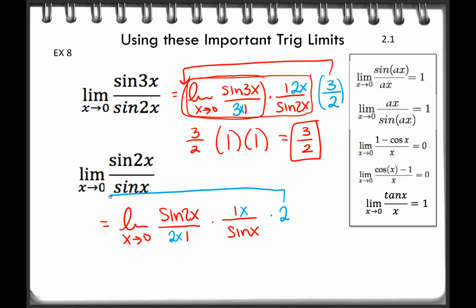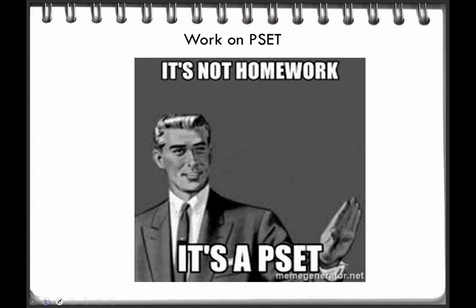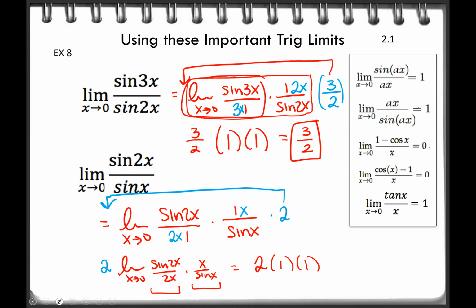Now I'm going to take this 2 and pull it out. So that 2 is going to go out in front, and I'm left with 2 times the limit as x approaches 0 of sine 2x over 2x times x over sine x. Well, that answer is going to be 2 times 1 times 1. So this whole thing is really about multiplying by something, like in this case 2/3, but then having to combat it by multiplying by its reciprocal, so that in reality you're just multiplying by 1.